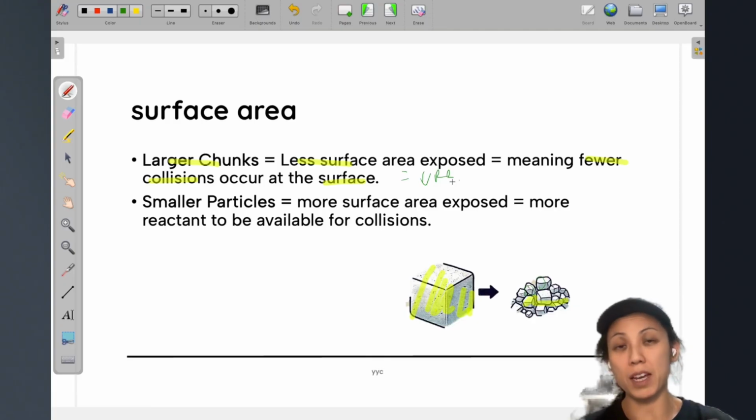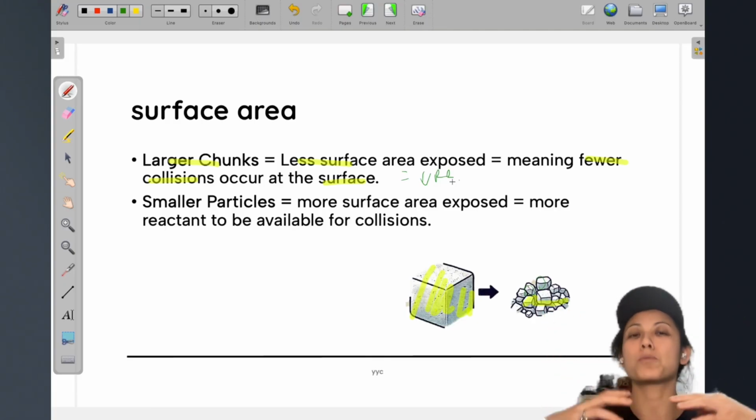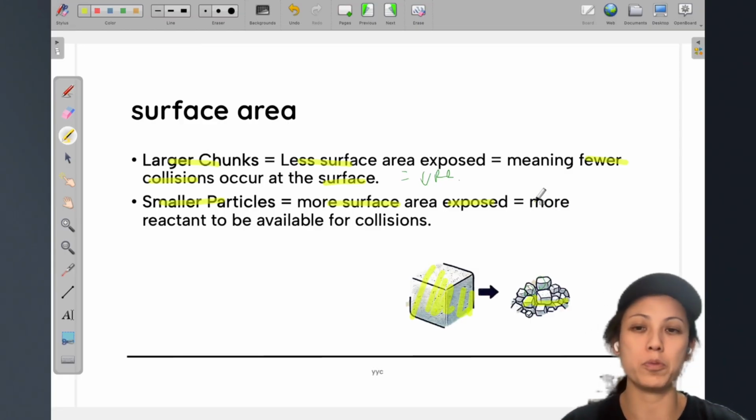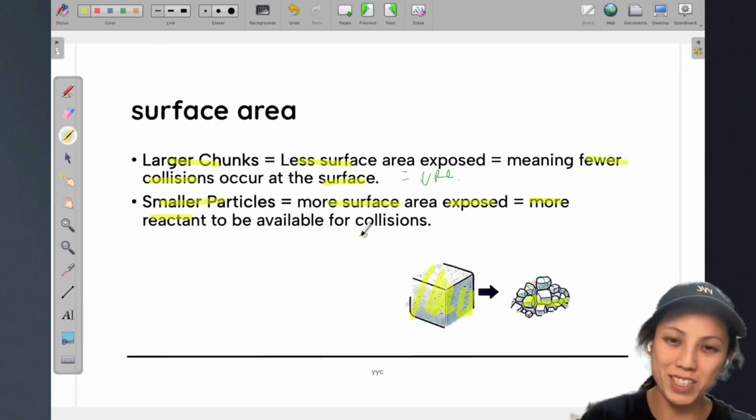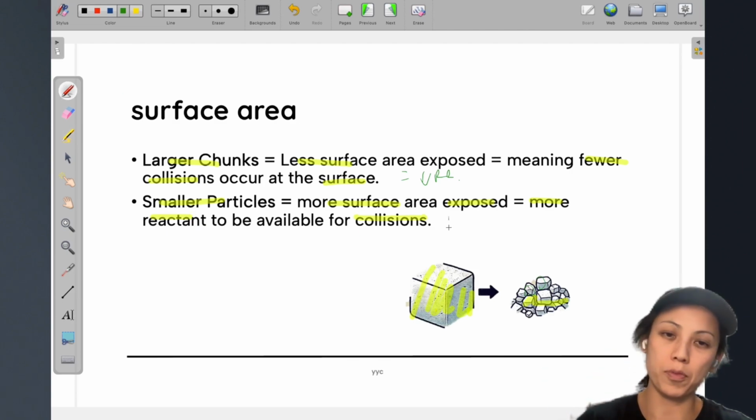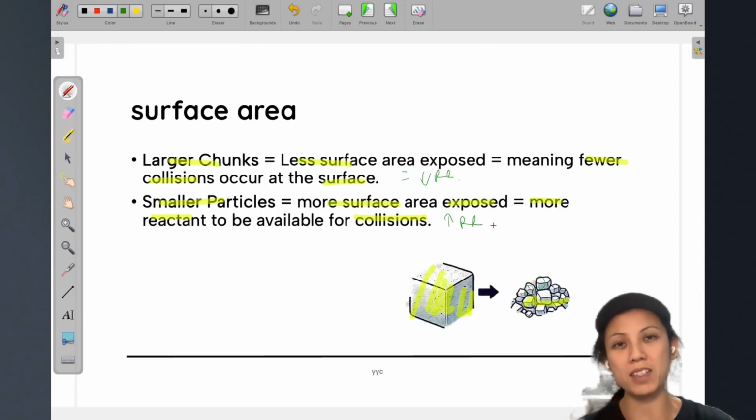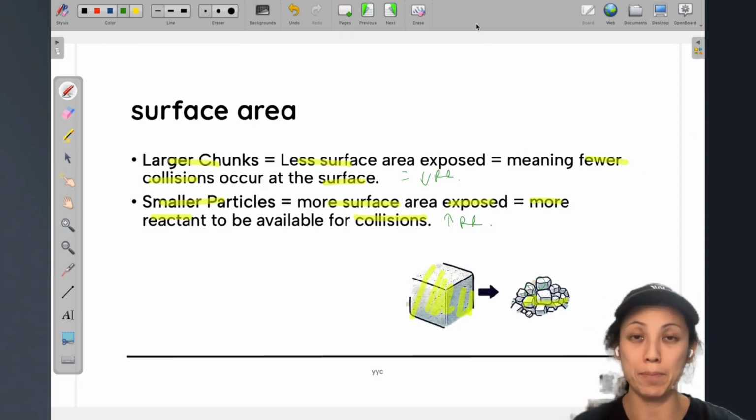If you do it on the flip side and you make the particles smaller, you're exposing more of that reactant, so more of the ice. So smaller particles, more surface area exposed, which means more collisions, more reactants available to actually collide, which increases the number of collisions, which will then hopefully also increase the rate of reaction. Again, you're impacting the number of collisions. So one of those 3 criteria that we spoke about at the start when it comes to collision theory.